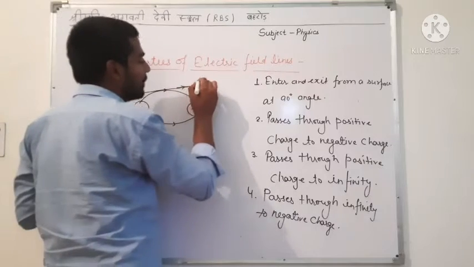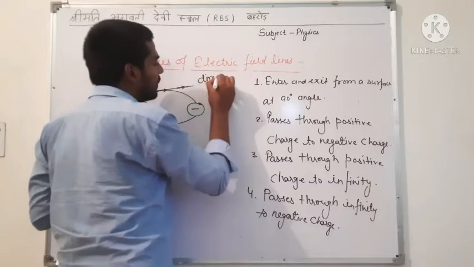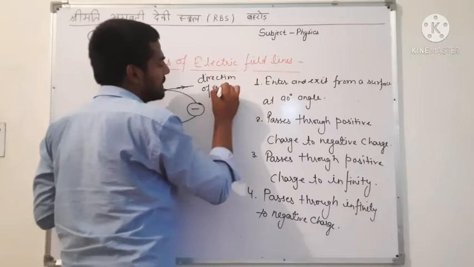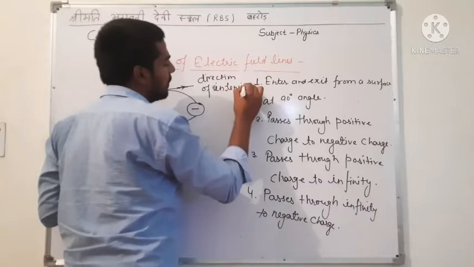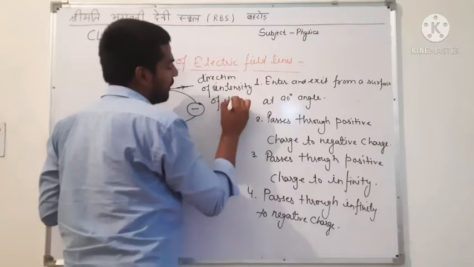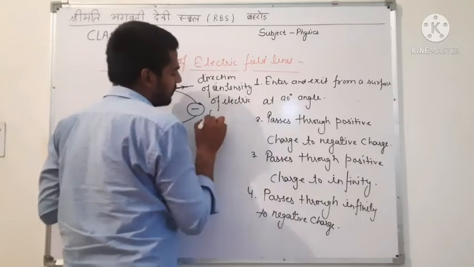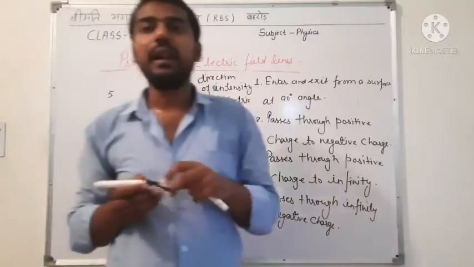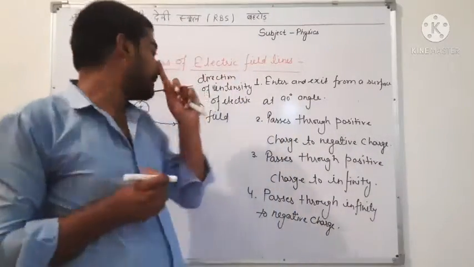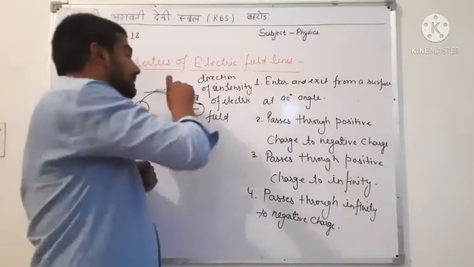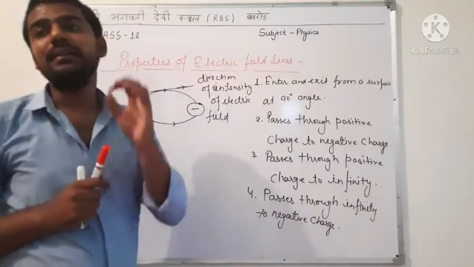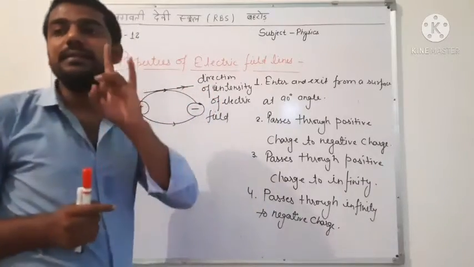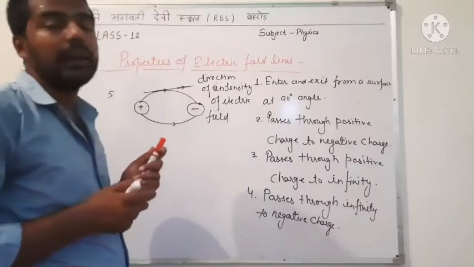This line represents the direction of intensity of electric field. Number 3: if we draw a tangential line at the electric field line, then the tangential line represents the direction of intensity of electric field, and this is the fifth property of electric field lines.